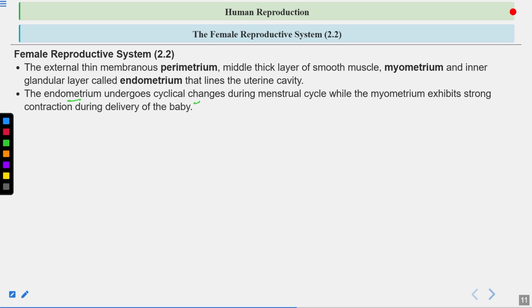Now what does it mean that the endometrium undergoes cyclic changes? The thickness of the endometrium changes. When the endometrium is quite thick, there is no menstruation. And when the endometrium becomes quite thin, it will break. This is known as shedding of the endometrium, and this will lead to menstruation, or bleeding.